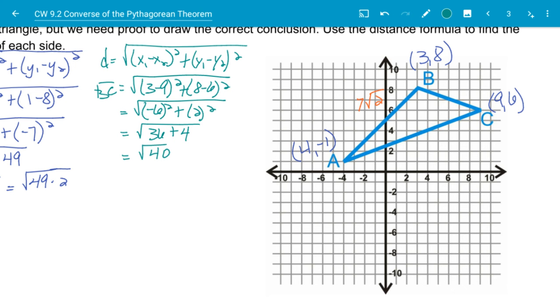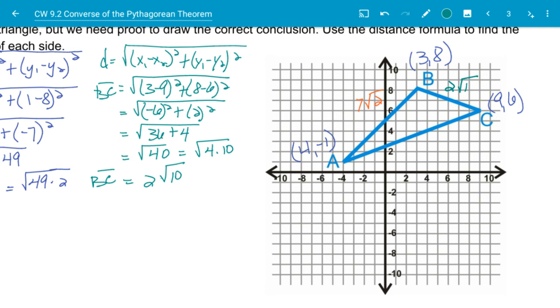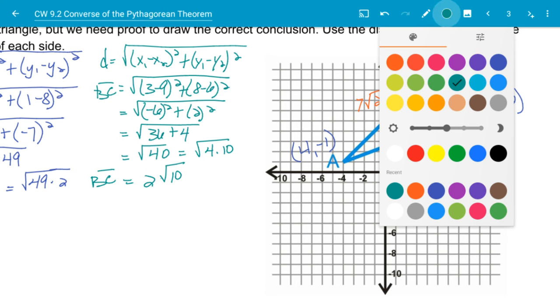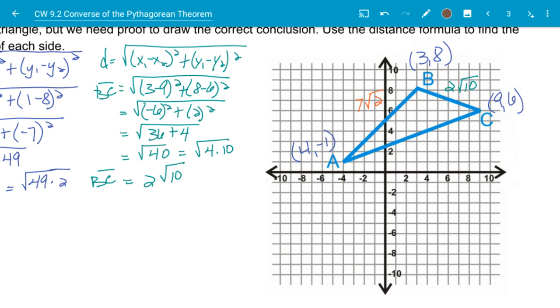So then the question is, are there any perfect squares in 40? And there is, because I have 4 times 10. So the length of BC is going to be equal to 2 square root of 10. I'm just going to put 2 square root of 10 over here for BC. So let's take a look at the last one here.